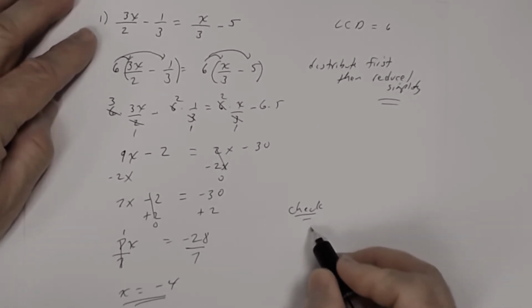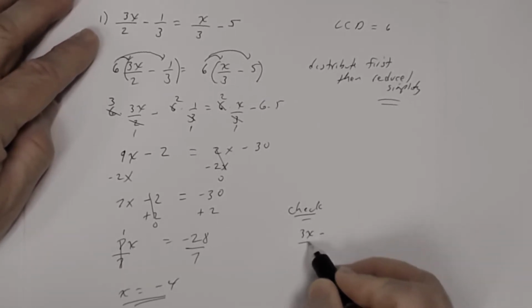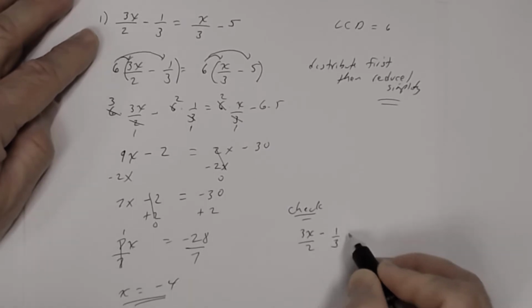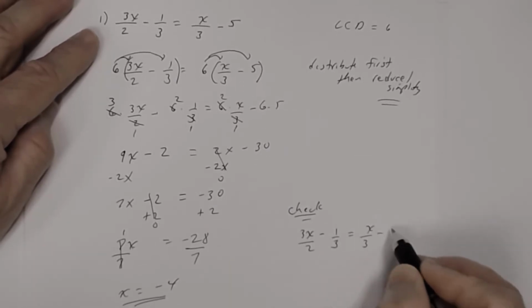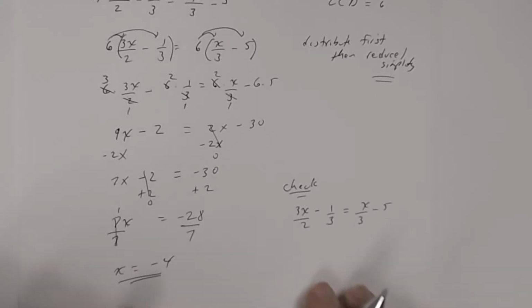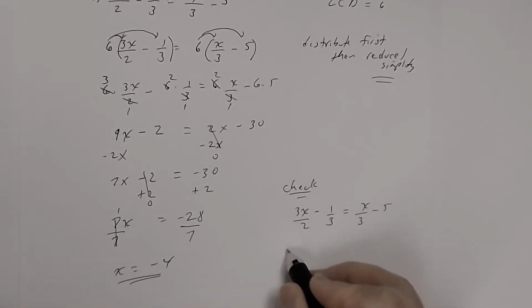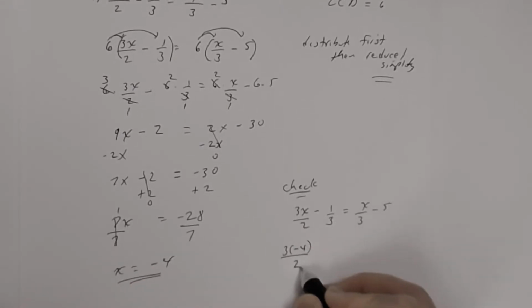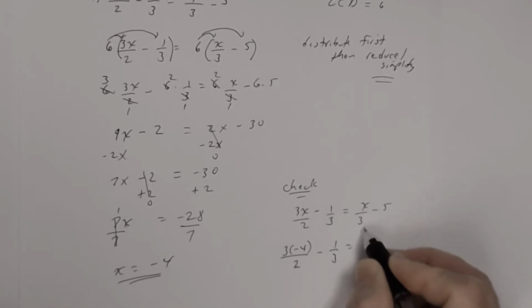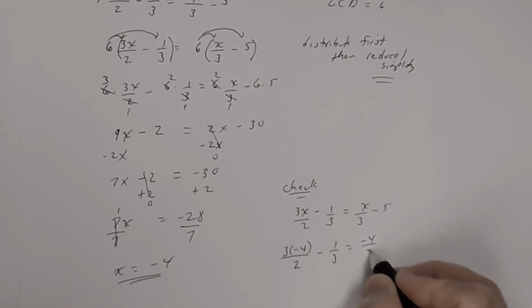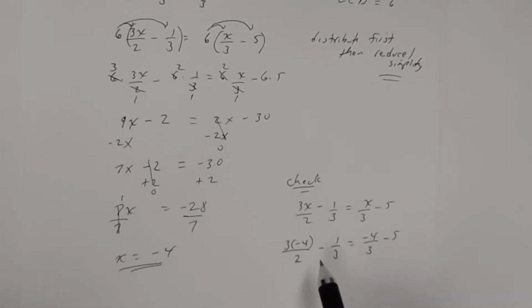So I'm going to go back to the original problem. I'm going to rewrite it. So 3x divided by 2 minus 1/3 equal x divided by 3 minus 5. All right. So wherever we see the variable x, I'm going to substitute -1/4. I'm sorry, -4. So I get 3 times -4 divided by 2 minus 1/3 equal -4 divided by 3 minus 5. All right. Now, notice that 3 times a -4 is a -12, so we get -12 divided by 2 minus 1/3 equal -4/3 minus 5.